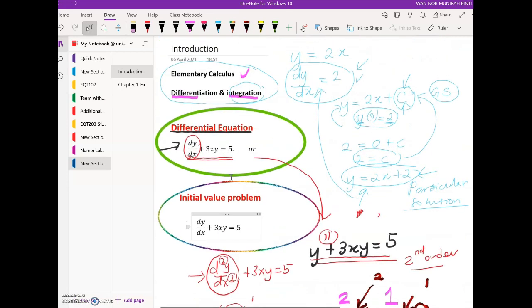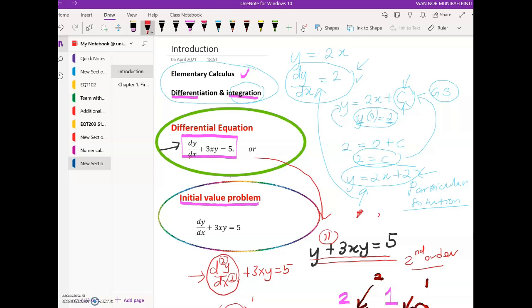Okay, so now we move to the initial value problem. What is an initial value problem? Okay, class, look here. I just showed you a differential equation. This is a differential equation of order 1, because the highest derivative is 1. What is an initial value problem?